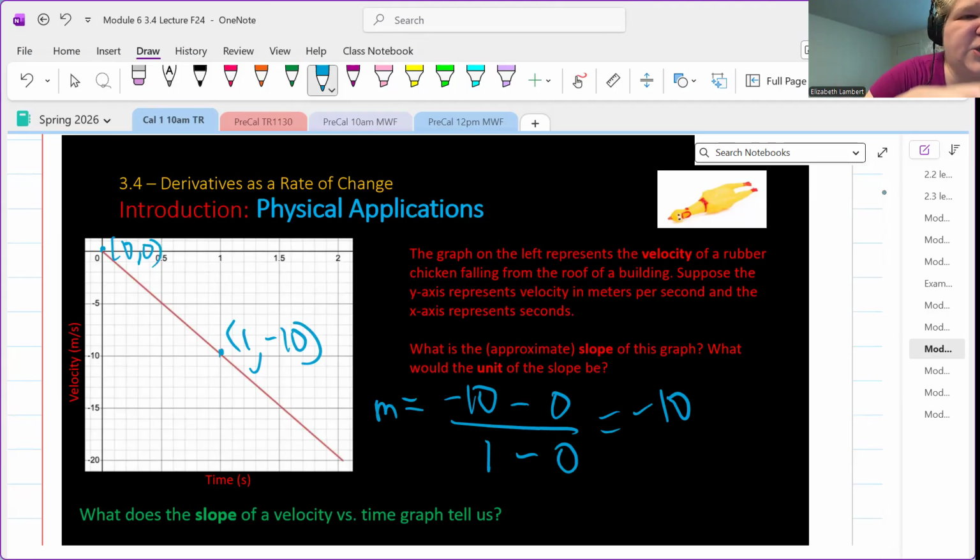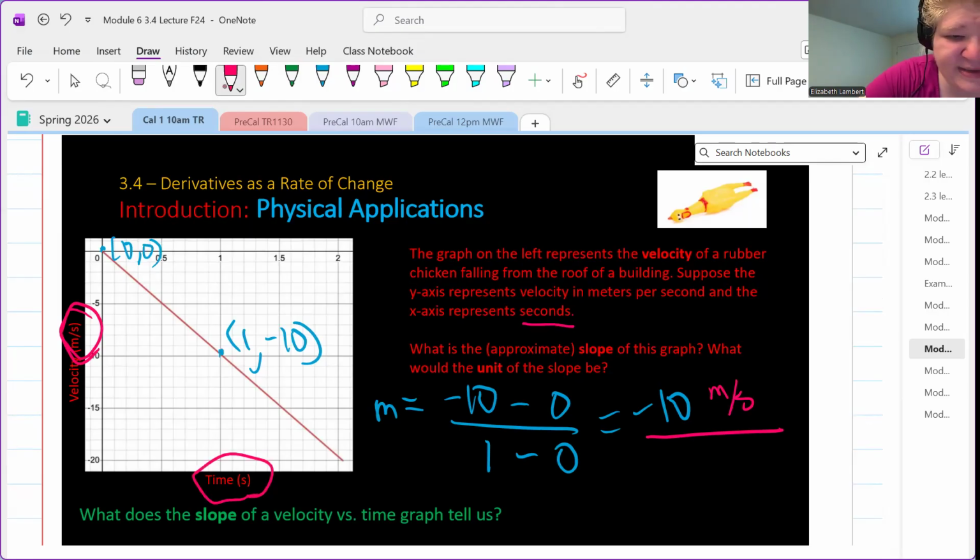Now, let's focus on those units. So the units on the y value are meters per second. So this is meters per second divided by my units on the bottom. My x values were in seconds, time in seconds. So this is meters per second per second.